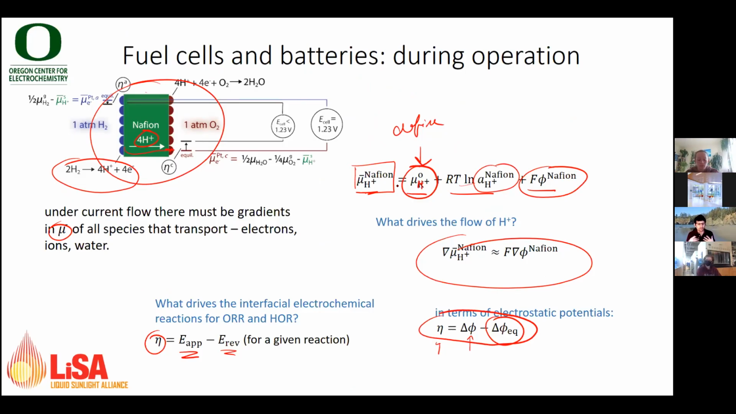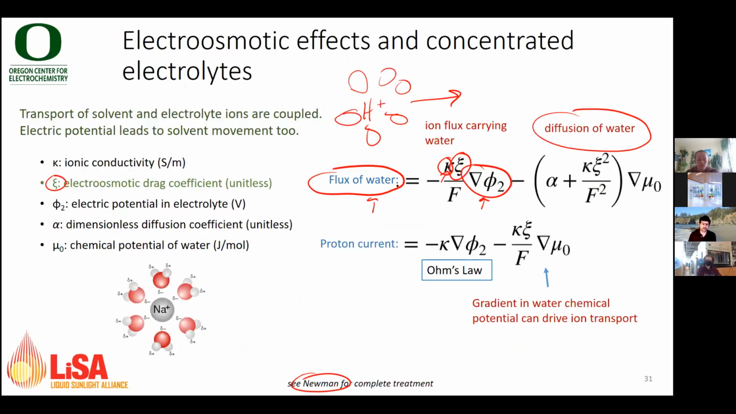So this is all engineered, but it's important to remember this stuff, and it's critical if you start thinking about these systems. So the flux of water is actually coupled to the flux of protons. And the cool thing is, of course, it goes the other way around too. Protons can be driven by a gradient in chemical potential of water, right? So there's coupled transport. They're not independent of each other. So that's another important thing to remember. And this is particularly important in concentrated electrolytes and things like that.